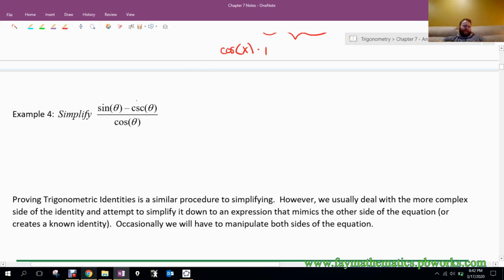Okay, so this one, I see sine. I see a number minus a number divided by another number. Well, if I'm going to do that, I want to merge those. I want to make sure that I've got one fraction here. So what I'm going to do is write this as sine of theta minus 1 over sine of theta, over cosine theta.